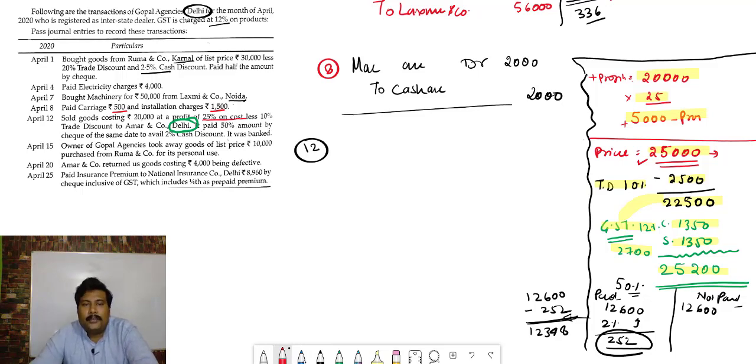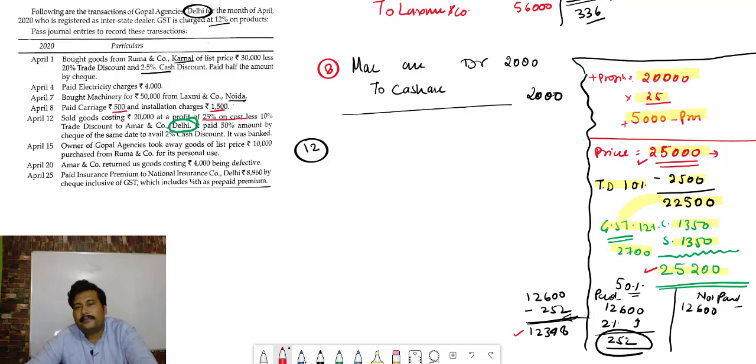So how much amount are we receiving? 12,348. See, the total amount is 25,200. 50% we received. So 50% is how much? 12,600. And whatever amount we receive, the cash discount will be available on that amount only. The 12,600, 2% will be 252. And 12,600 minus 252 will be 12,348.